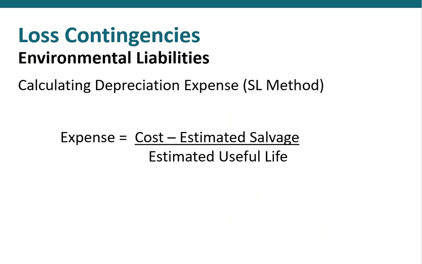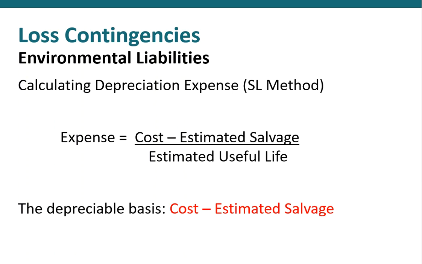Typically, if a company was depreciating plant and equipment on a straight line basis, it would take the cost of that asset minus any estimated salvage value and spread it over the asset's estimated useful life. And again, the difference between the cost and that estimated salvage value is referred to as the asset's depreciable basis. And we want to match that cost with future revenues. And we do that through something like straight line depreciation.